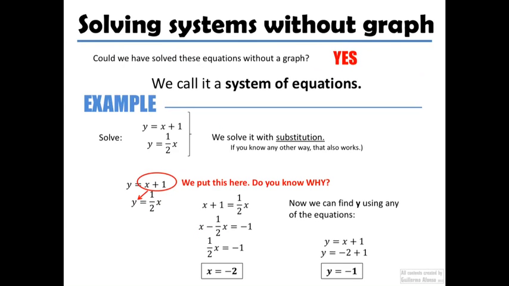Can we solve systems without a graph? The answer is yes. And this is an example here. The best way to do it, and the one we're going to be working on, is substitution. It's very interesting because it's very powerful and it always works. There are other ways of solving simultaneous equations, and you've probably seen them, but we're just going to focus on substitution for IB Mathematical Studies because it's always going to work.